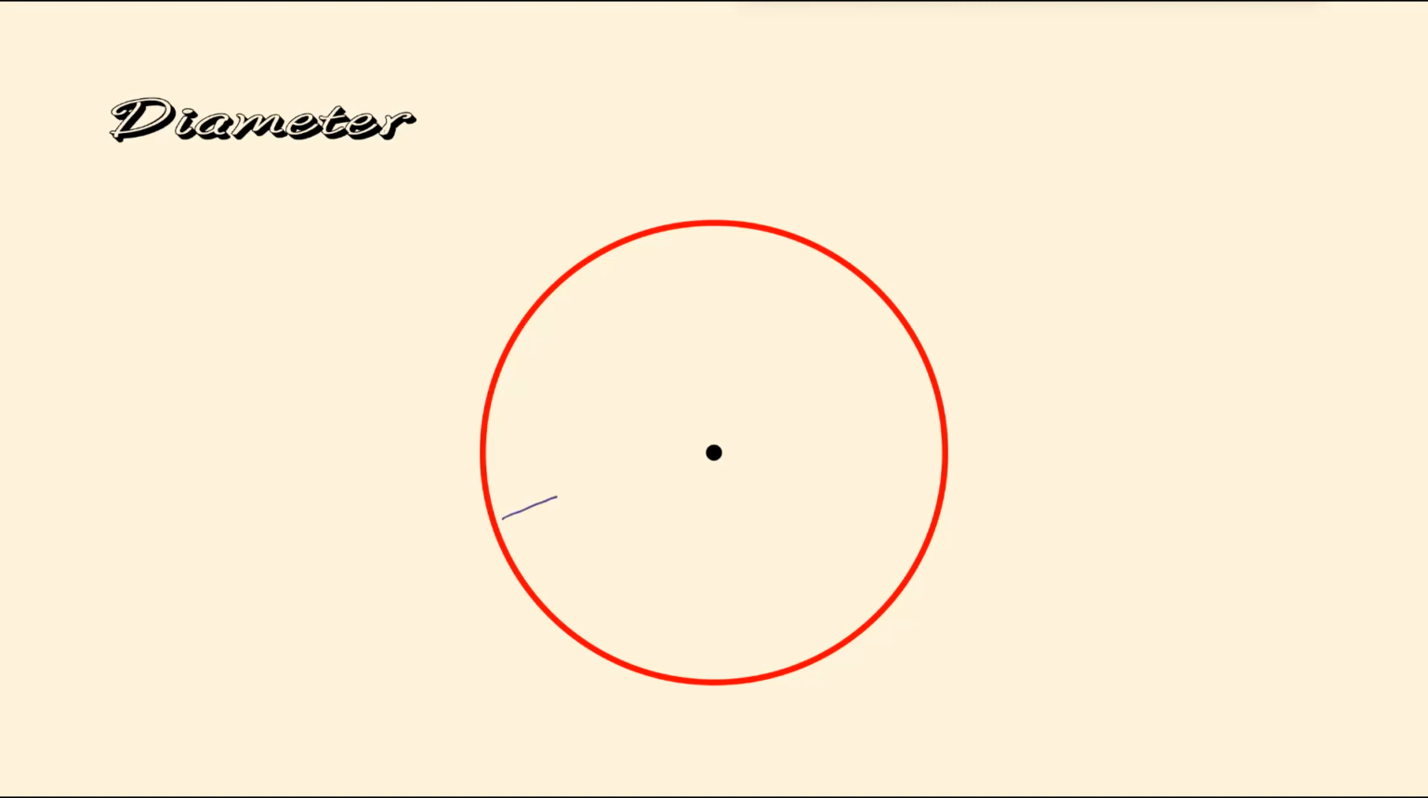Now diameter is this thing. Oh, missed the center. There we go, straight through. That is the diameter. The diameter of a circle is a straight line from one side of the circle, passing through the center of the circle and going all the way across to the other side. So this purple line that I've just drawn there is the diameter of a circle.